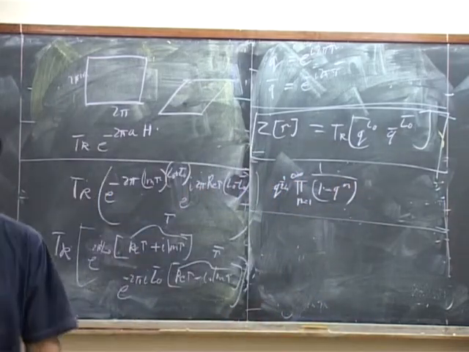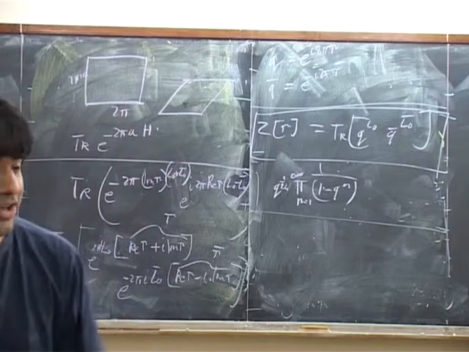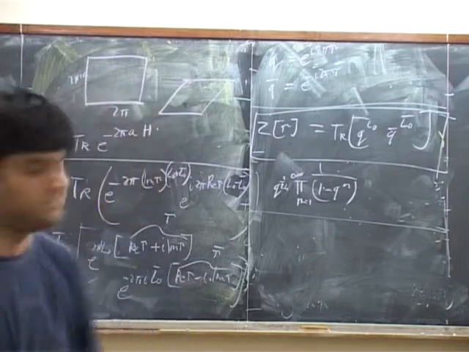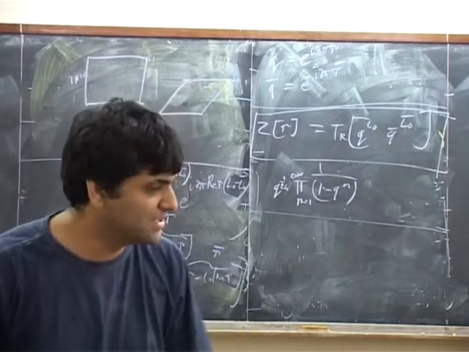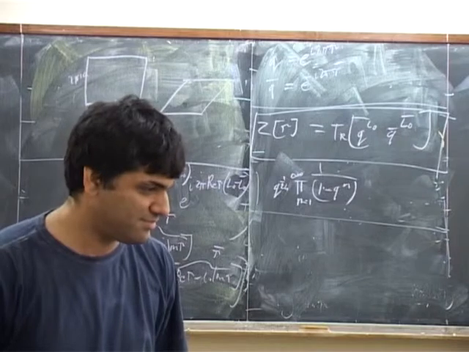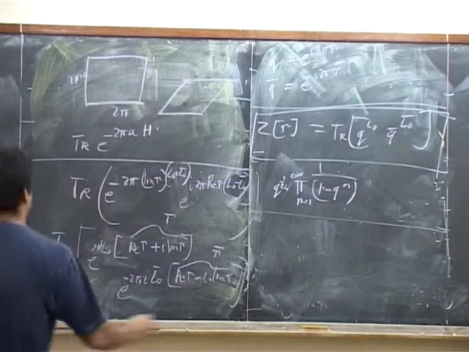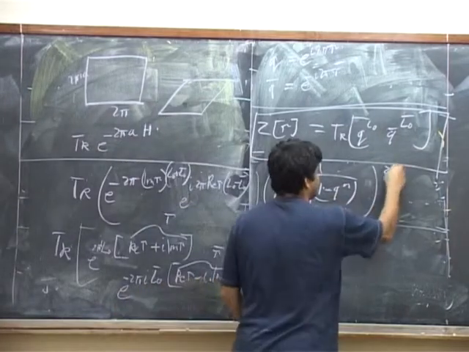Now, in string theory, we don't have one harmonic oscillator, we have 26. So what's the partition function when we account for the fact that we have 26 free oscillators? This thing to the power 26.